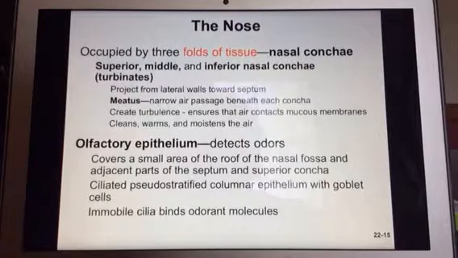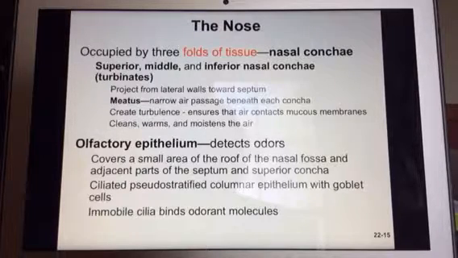It doesn't have very much open space because it has these three folds of tissue called the nasal conchae. They are important because they make turbulence that makes sure that the air contacts mucous membranes. They come out from the lateral walls of the nasal cavity and extend toward the septum. Again, they make turbulence so the air contacts those mucous membranes, and that way it's able to be filtered on the way in. So this cleans, warms, and moistens the air.